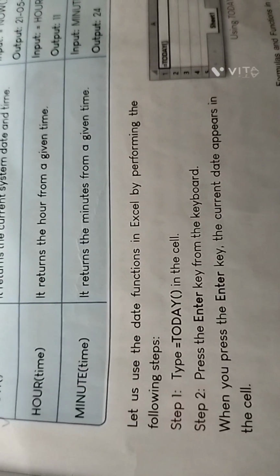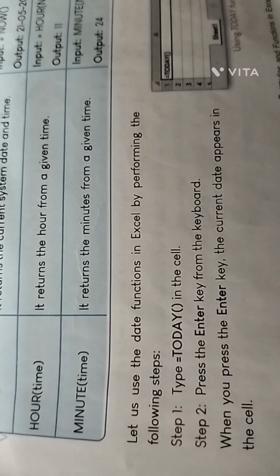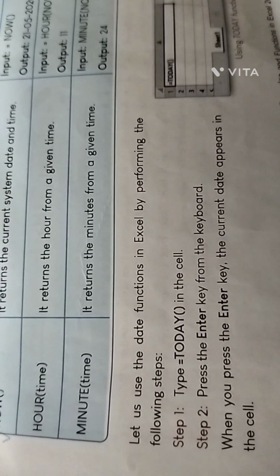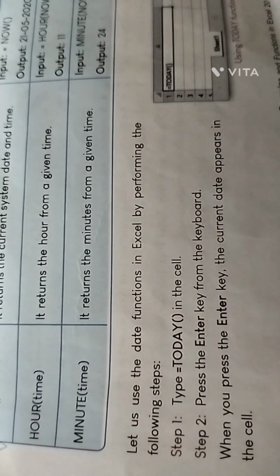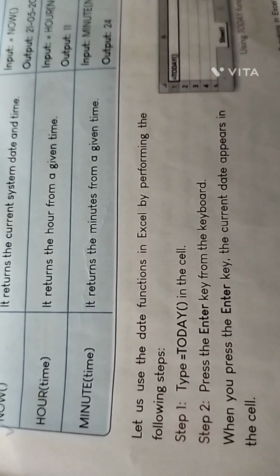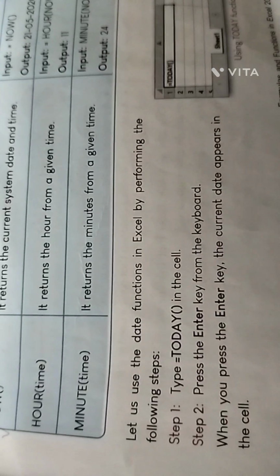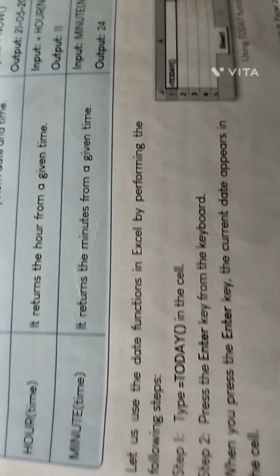Let's use the date function in Excel by performing the following steps. Step 1, type TODAY in the cell. Step 2, press the Enter key from the keyboard. When you press the Enter key, the current date appears in the cell.